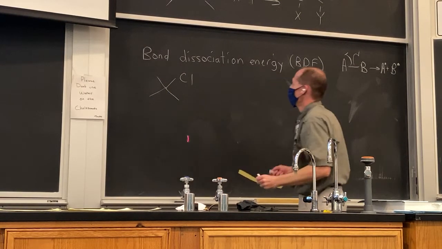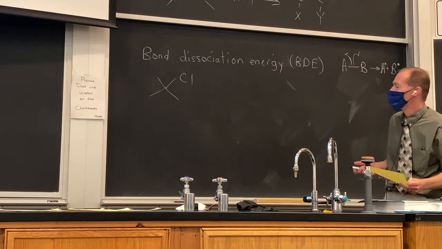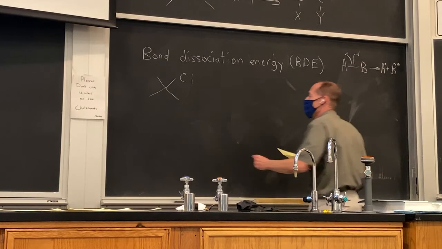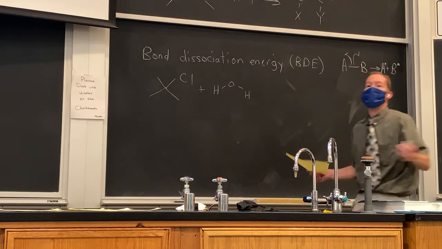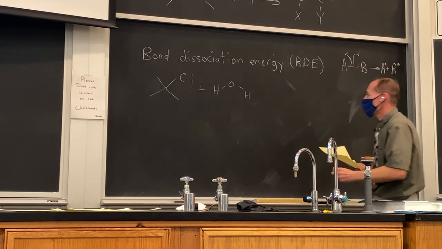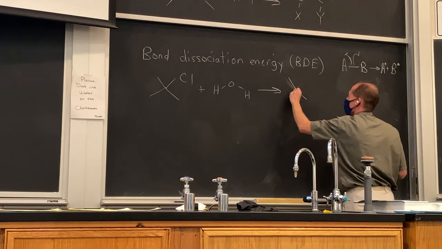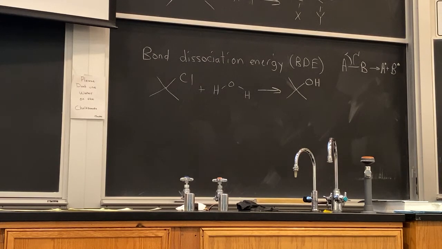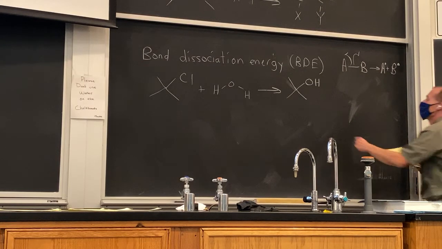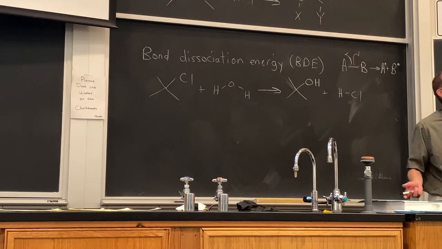Okay, we have this compound, tert-butyl chloride. We could also call it 2-chloro-2-methylpropane. We're going to react it with water. This is going to be a substitution reaction. So we're going to replace the chlorine with an OH group. And then we're going to form HCl as a byproduct.